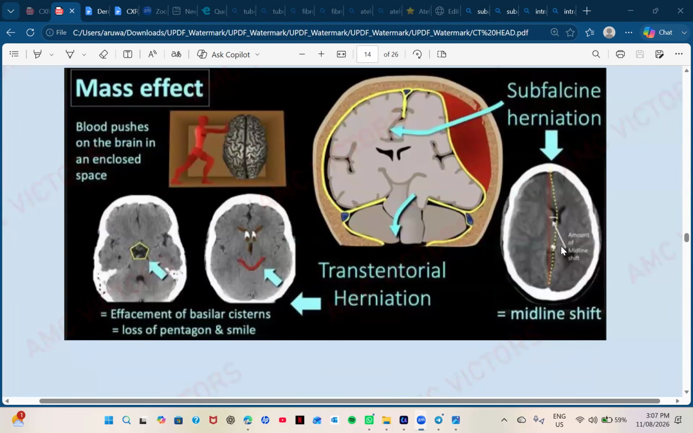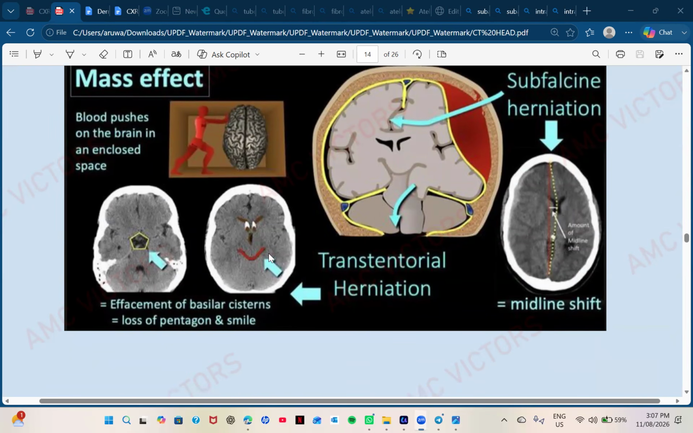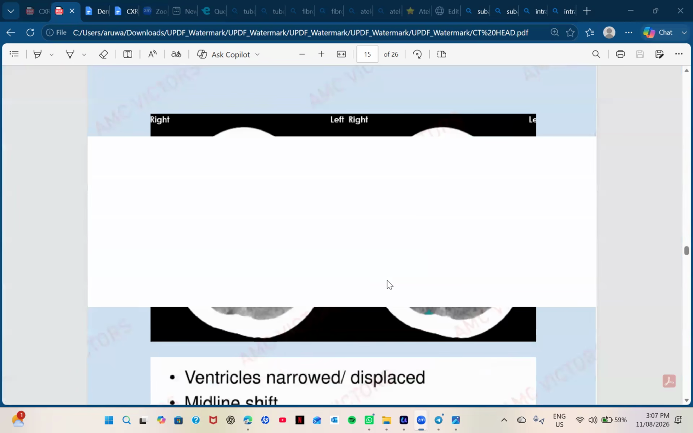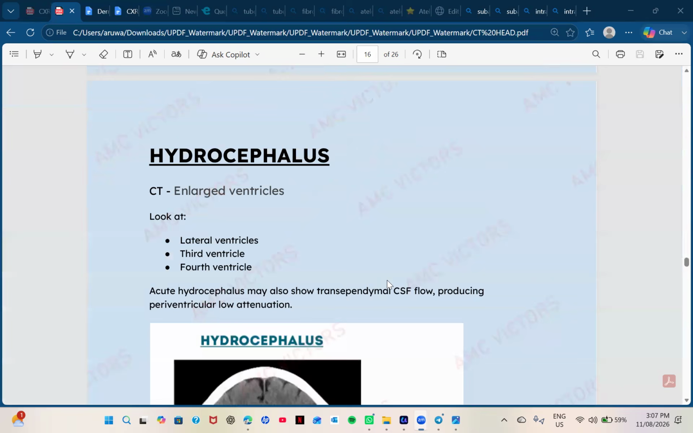And here the midline shift. Here also the ventricles are supposed to be in the middle, but they're going to one side, right? Here the blood pushes the brain in an enclosed space. Here there is effacement of the basal cisterns and loss of the differentiation, the sulcus and the midline, everything has shifted. Why? Because this blood can push it, and because of the tension you can see it. The same thing.